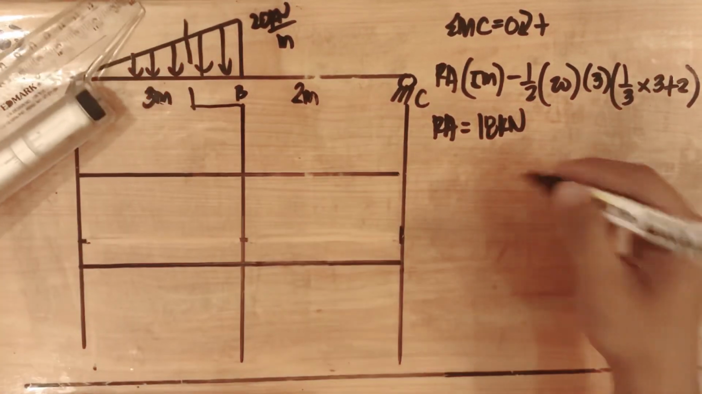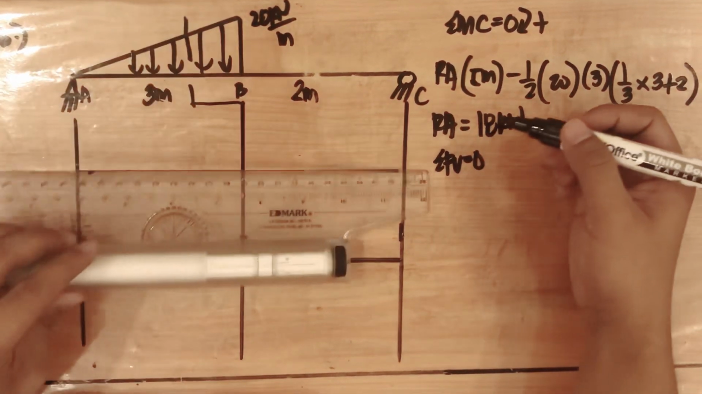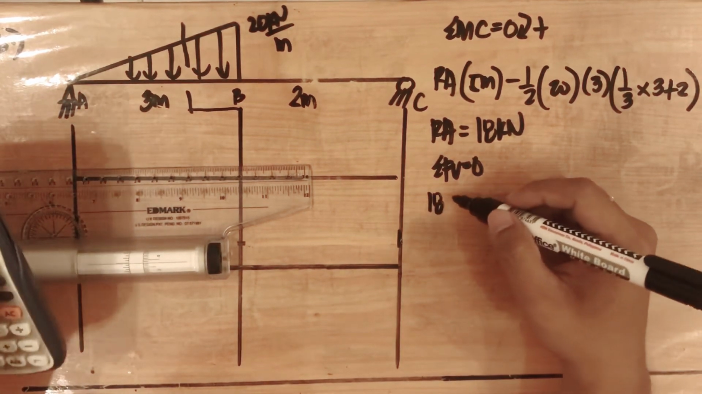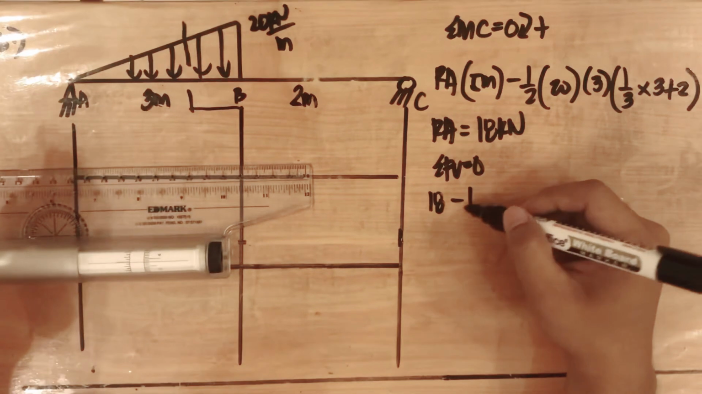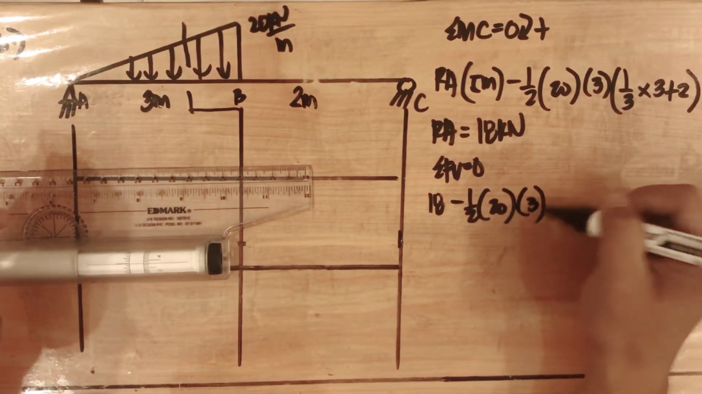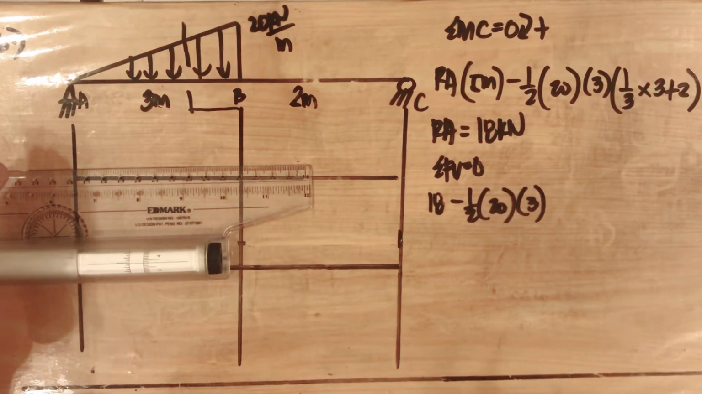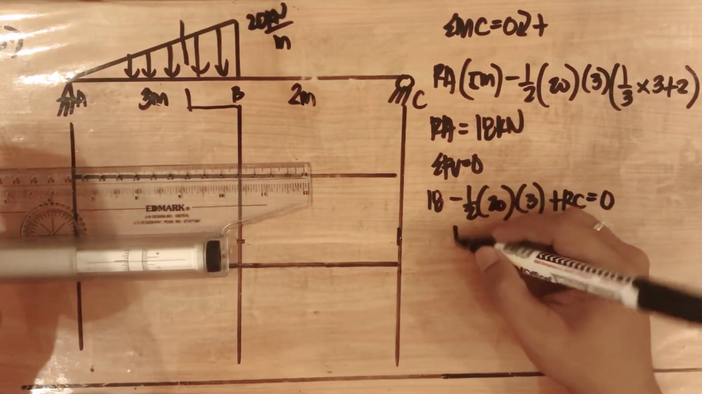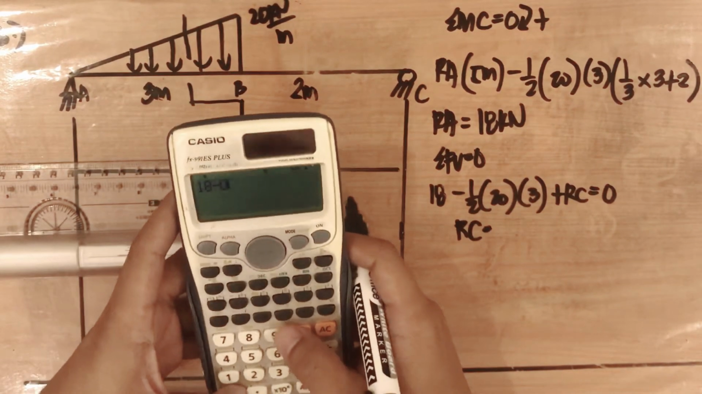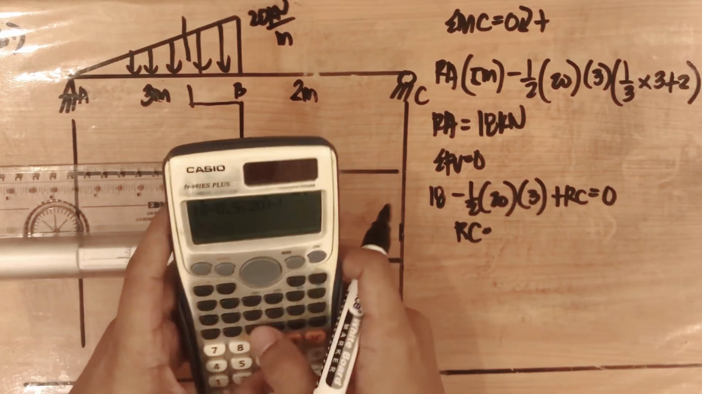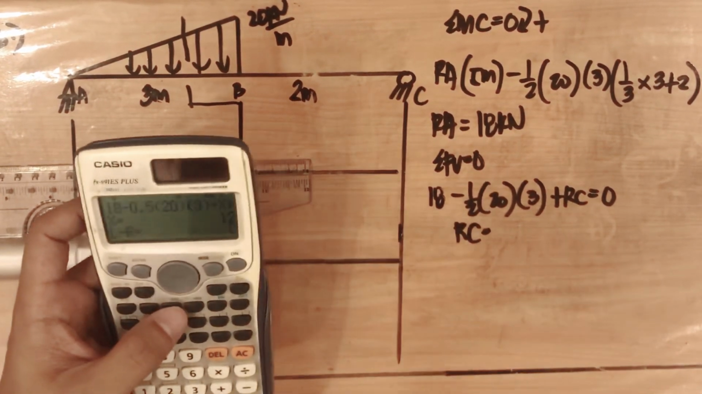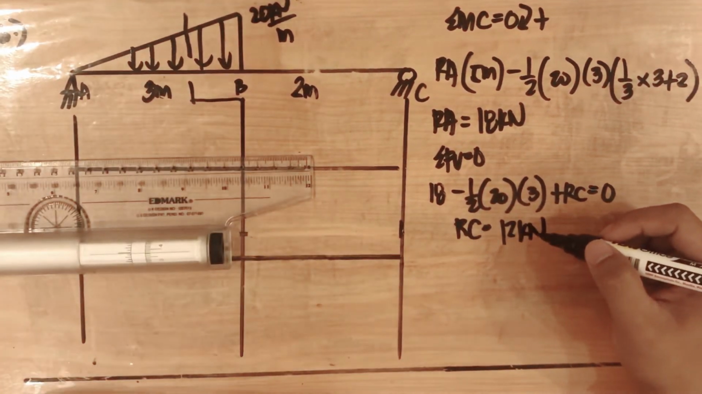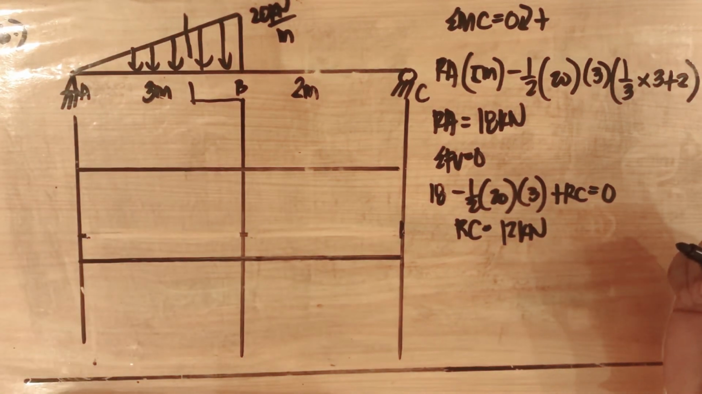Next, let's determine RC. Summation of forces vertical equals 0. So, 18, which is RA, minus the triangle, 1/2 times 20 times 3. We no longer need the centroid since we are using summation of forces vertical equals 0. Plus RC equals 0. So, RC is 18 minus 0.5 times 20 times 3 plus RC equals 0. So, RC is equivalent to 12 kilonewtons. Then let's draw the shear and moment diagram.